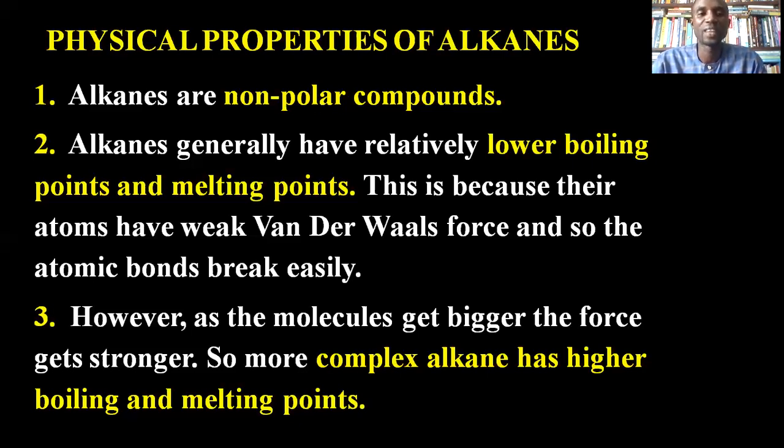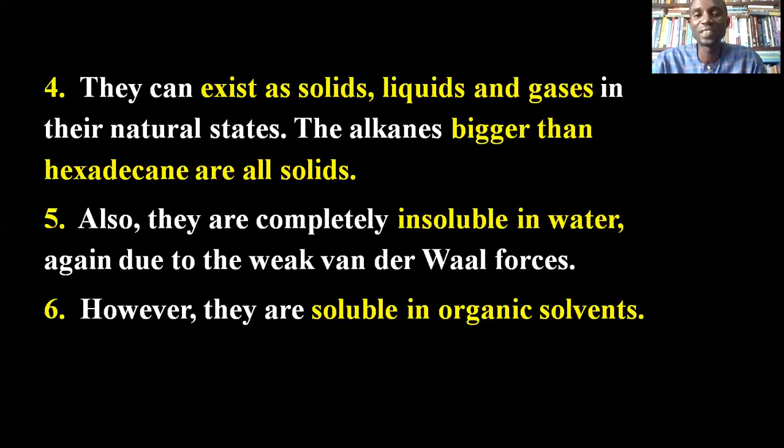Then number 4 is that they can exist as solids, liquids, and gases in their natural states. From methane, ethane, propane, butane, the first four or so are all gases, but as we go down and the number of carbon atoms increases, they become liquid. When you get down to hexadecane, it becomes solid. So alkanes bigger than hexadecane, which is 16, are all solid.